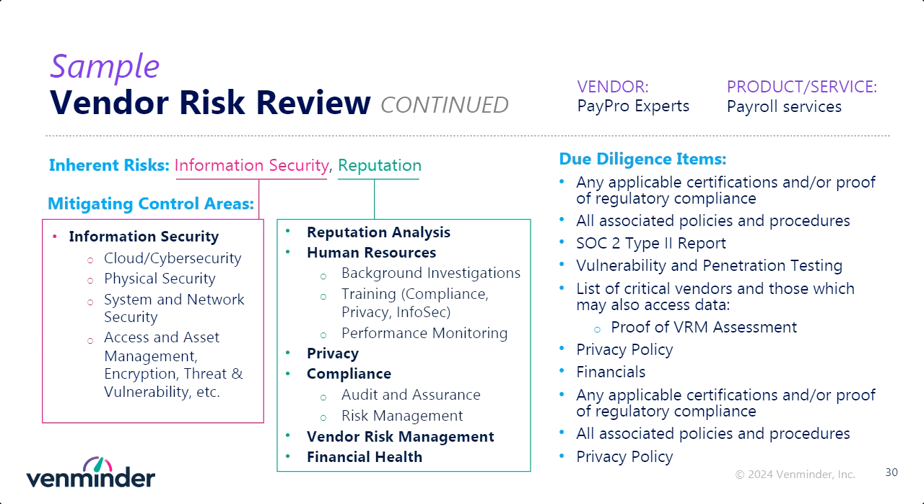Many of the due diligence items are also similar, like proof of regulatory compliance and associated policies and procedures. Vulnerability and penetration testing and privacy policies are also important to collect. And privacy policy is actually listed there twice because it could fall under the control area of information security and reputation risk.